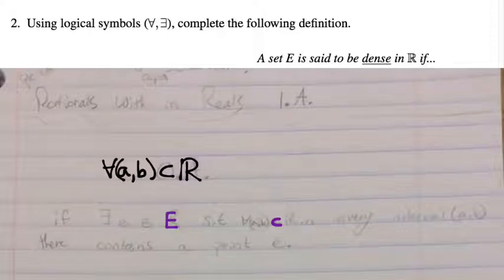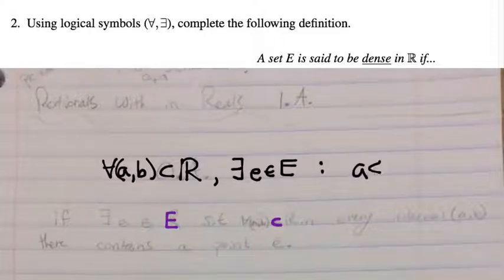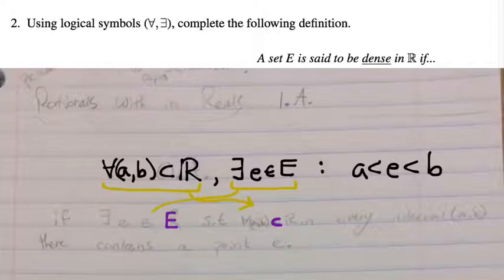So for all A and B reals, there exists an E in the set E such that A is less than E is less than B. So that was the previous definition. This definition just takes those two elements and reverses their order. So for all A and B subset of the reals goes here, and there exists an element E of the set E goes there. So my question to you is, why is this a difference? Why is this a distinction with a difference?